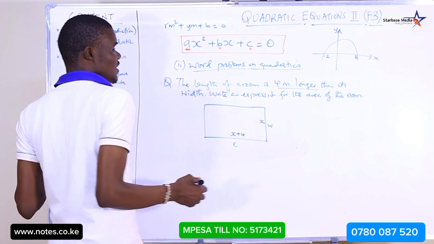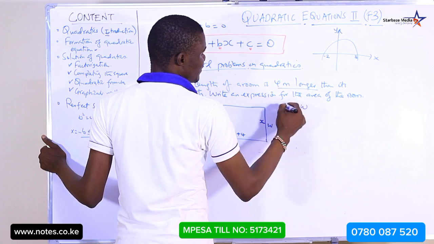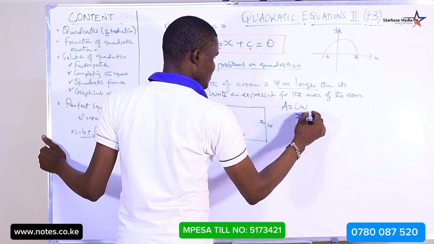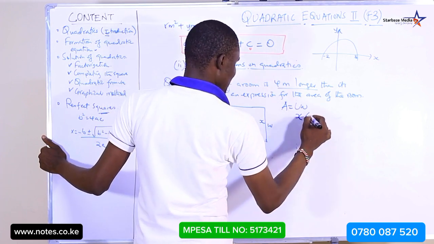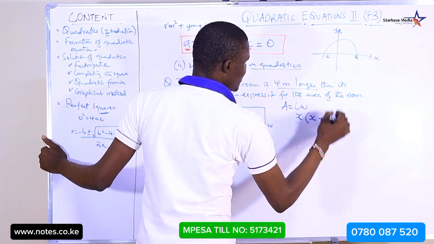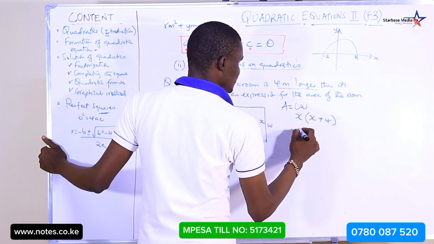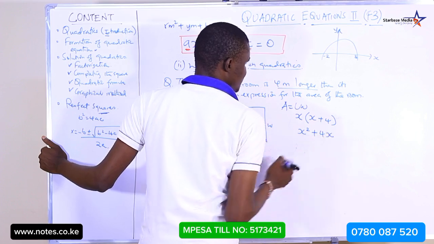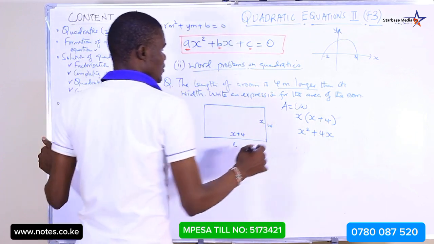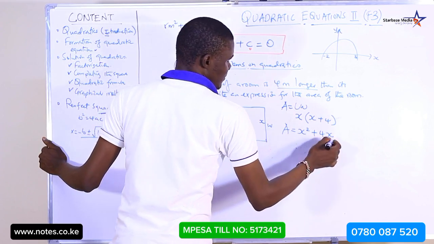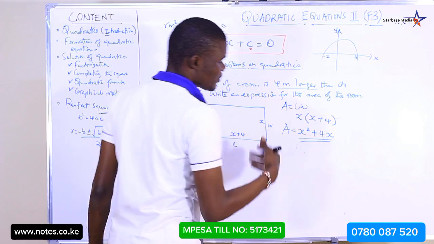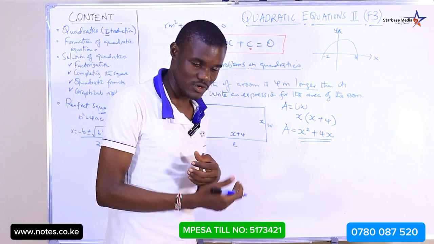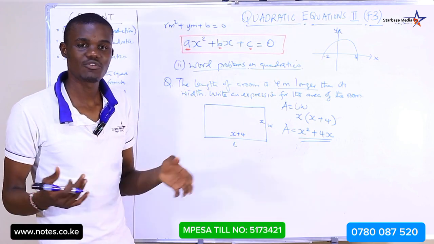Then for an expression of the area, you know that area is length by width. That is how we give area. So when we are giving area for this, you're going to say it is x into x plus 4. And when you open the bracket, you end up with x squared plus 4x. Sometimes you might be given the area itself, so you can proceed to solving. But our issue here was about formation of quadratic equation. So a quadratic equation can be formed in many ways.